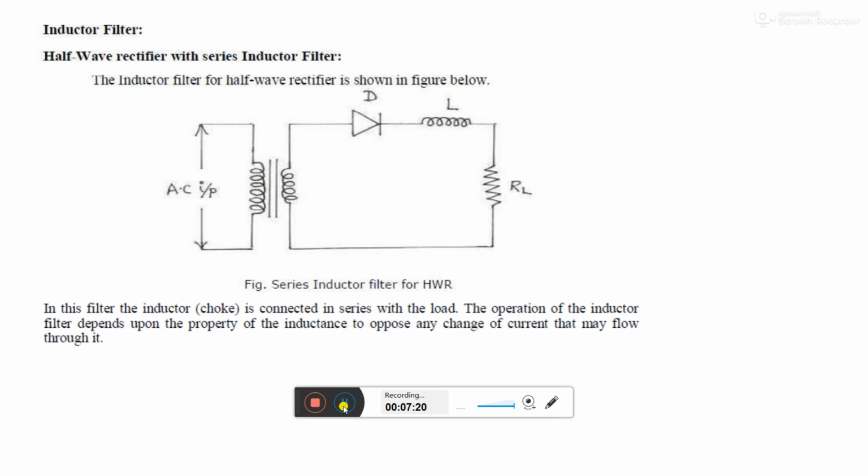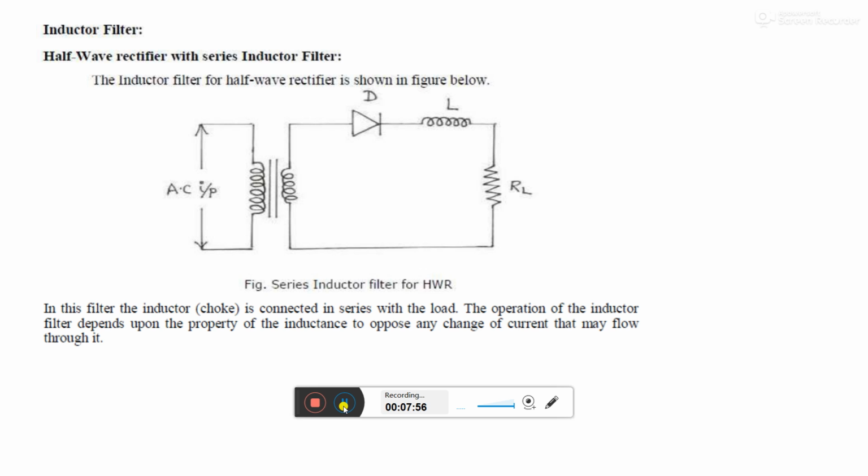Here the inductor plays the role that it offers high resistance to the AC component and low resistance to the DC component. That's why AC gets blocked and DC passes towards the load resistor. This circuit, or the inductor filter, is also called a choke filter. It consists of an inductor which is suitably introduced in between the load resistor and the rectifier diode.